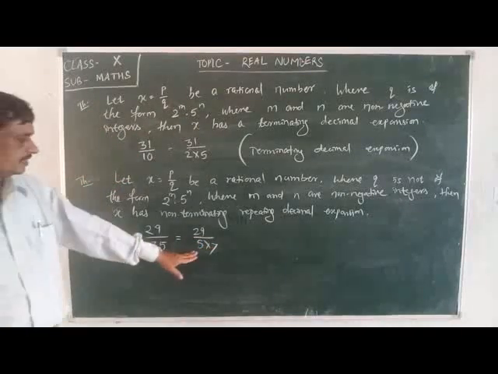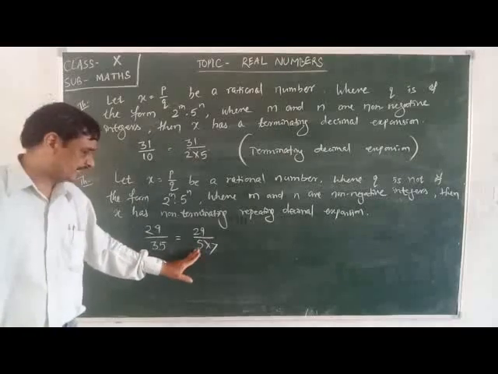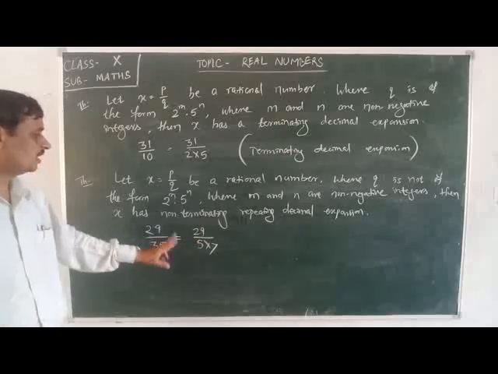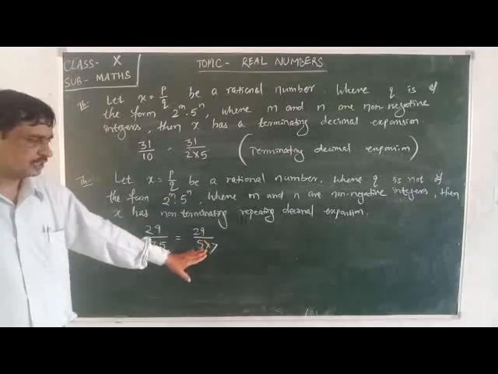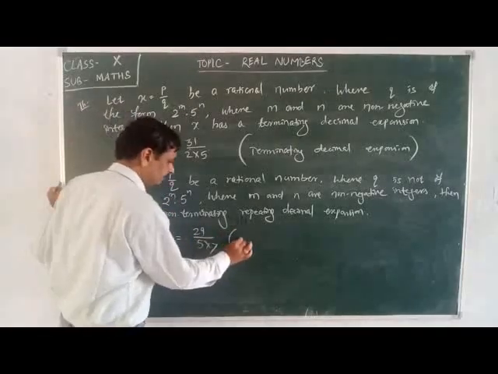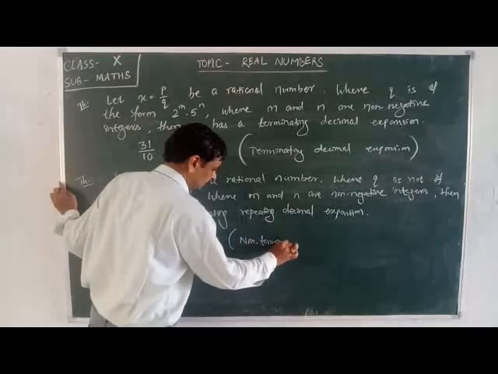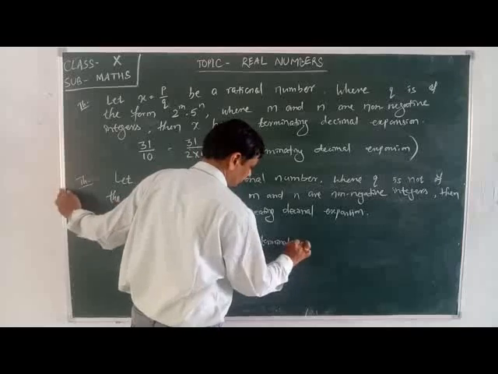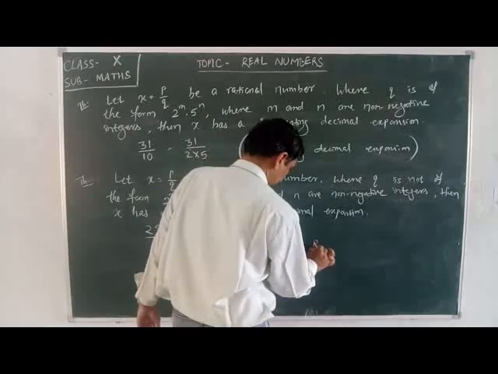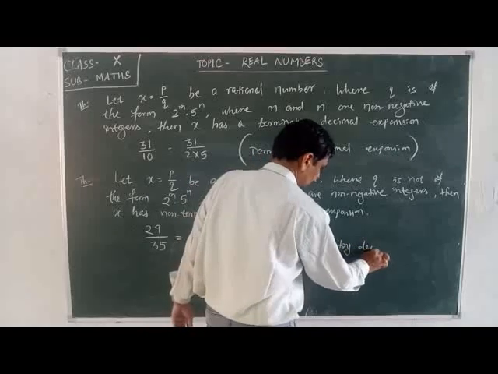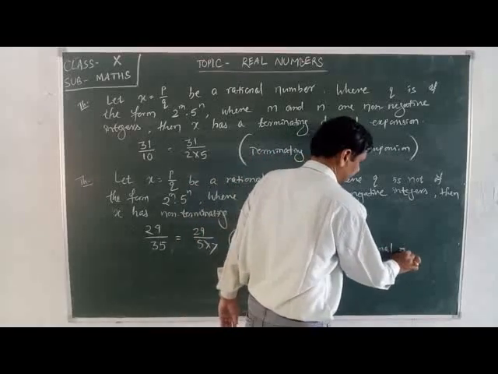Here, the factorization of the denominator gives 5 and 7, not in the form 2 to the power m into 5 to the power n. So in this case, we get a non-terminating repeating decimal expansion.